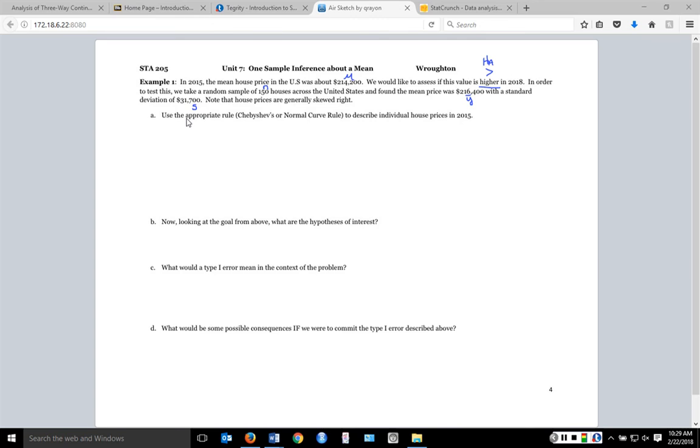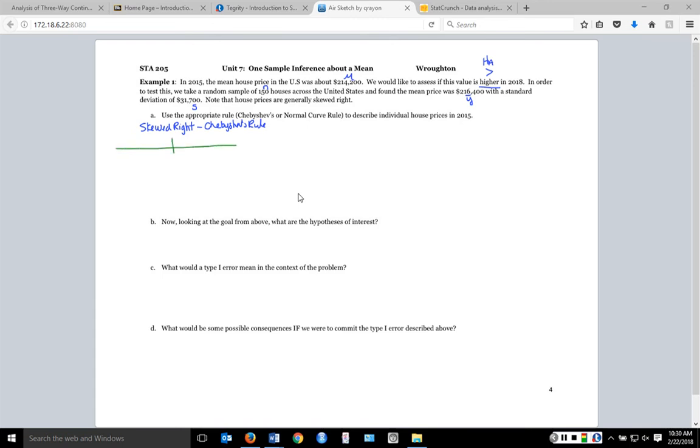So, first question asks us to use the appropriate rule, either Chebyshev's or the normal curve rule, to describe individual house prices back in 2015. So, the first thing I would notice is that it did tell me that my distribution is skewed right. So, I can't use that normal curve rule or that 68, 95, 99.7 rule. I'm going to have to use Chebyshev's rule. And so I like to just do this on a number line for myself here.